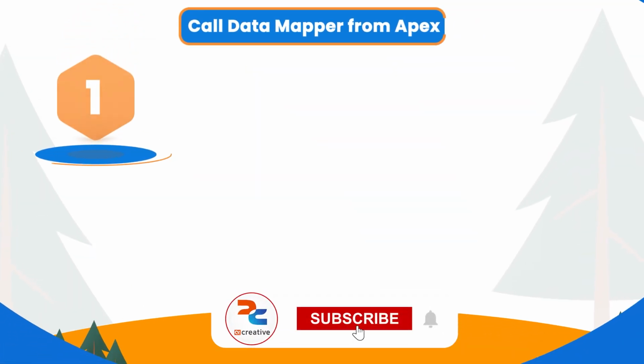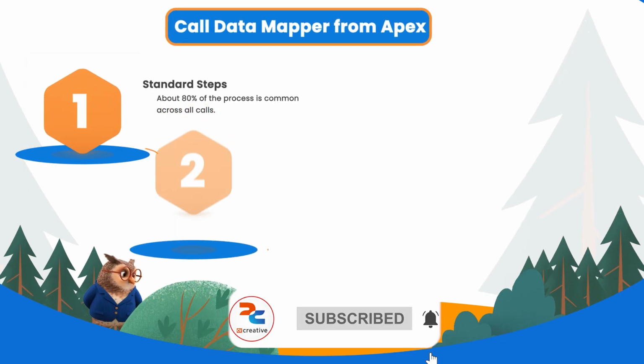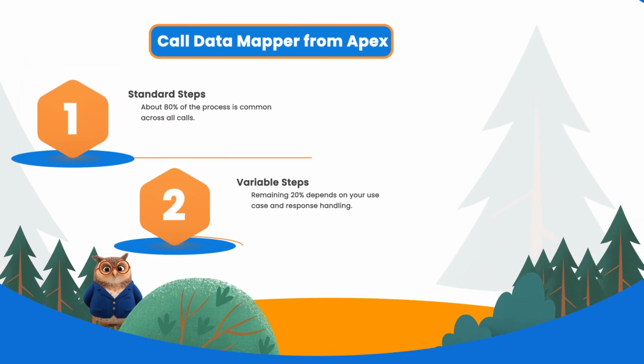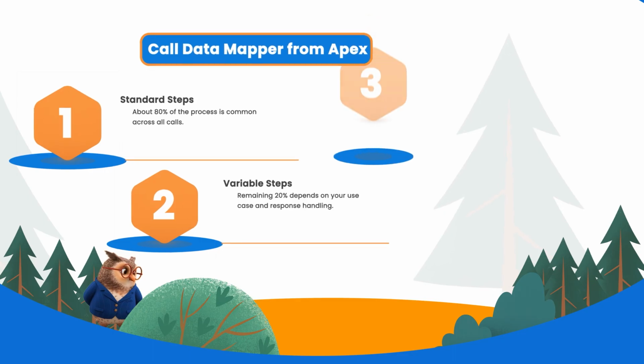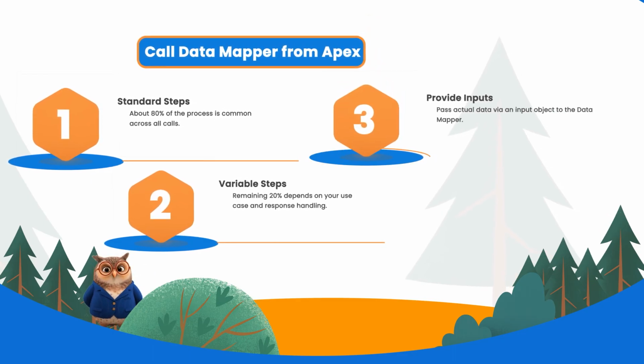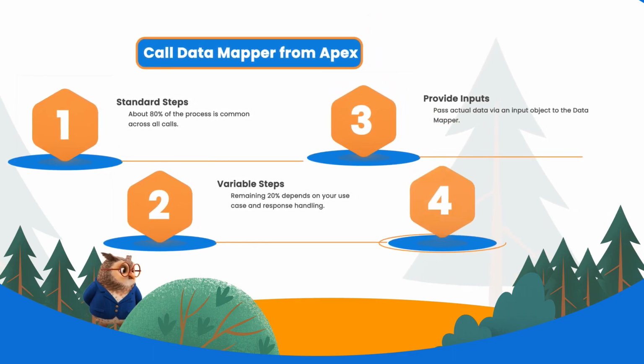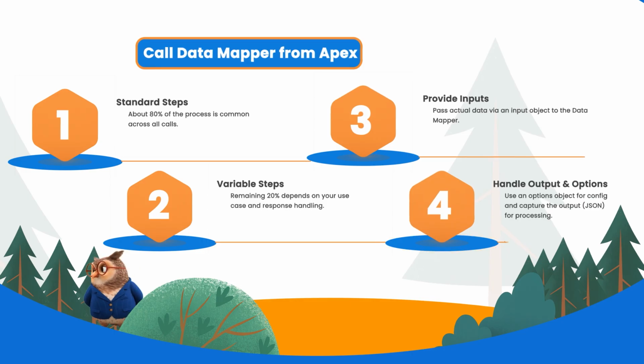So calling a data mapper from Apex generally involves about 80% common steps, and the remaining 20% varies based on your use case, such as different inputs or handling the response differently. A data mapper usually requires two things as input. One is input, the actual data you want to pass, and another is the options. In return, it gives an output.